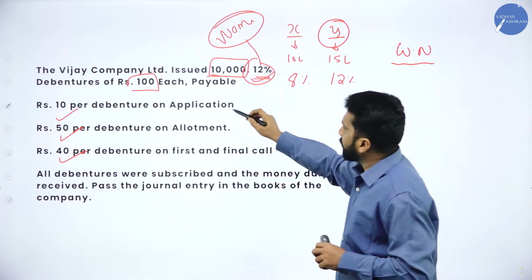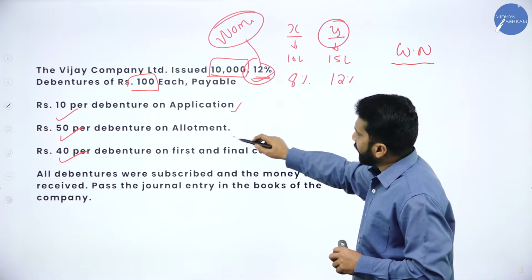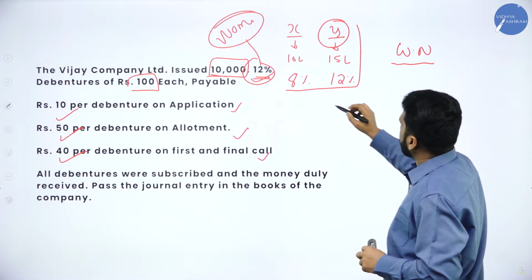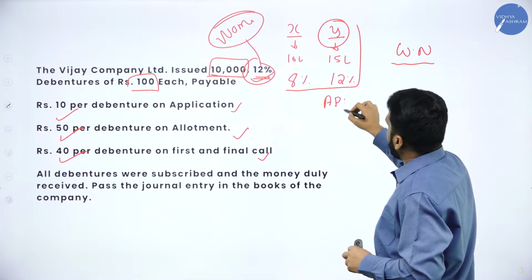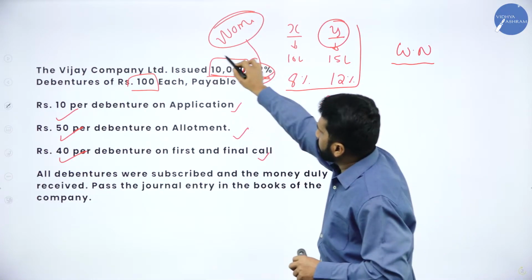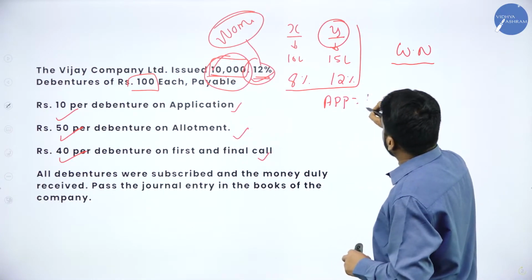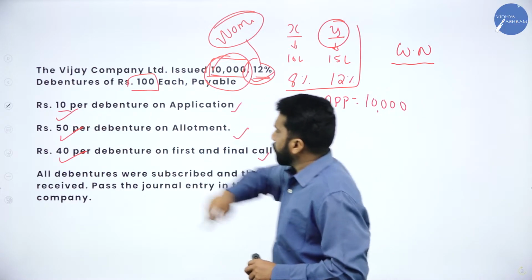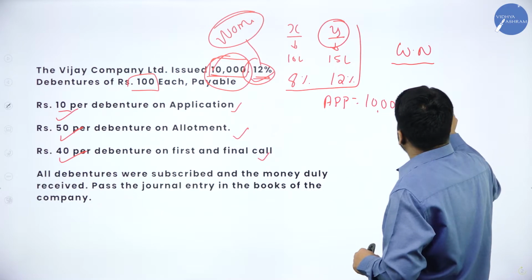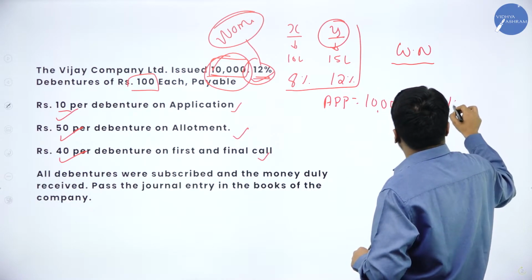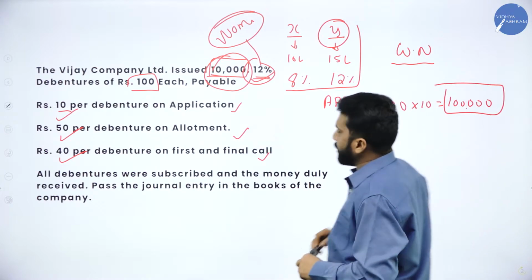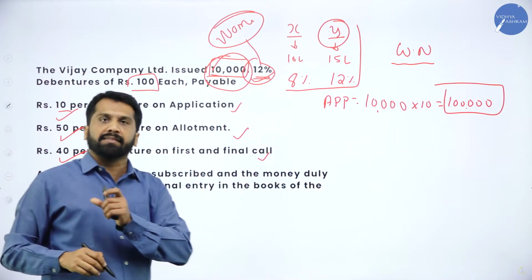What is the first one? Application, allotment, first and final call. Now, first one, application. Number of shares 10,000. What is the application? 10 rupees. Multiplied with 10, your answer will be 1 lakh. This is your application, a small working note.